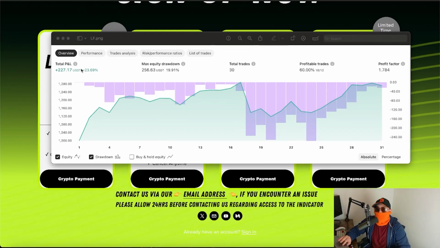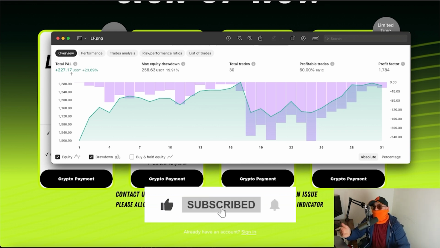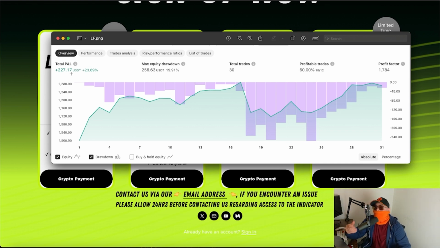Now, next up on the screen is the low frequency bot. As you can see, this has a bigger profit factor. This has got returns of 23.69% across 60% profitable trades, with the bot taking a total of 30 trades during this strategy tester. So the max equity drawdown was larger than the high frequency bot because it's 19.91%, and it has a profit factor of 1.784.